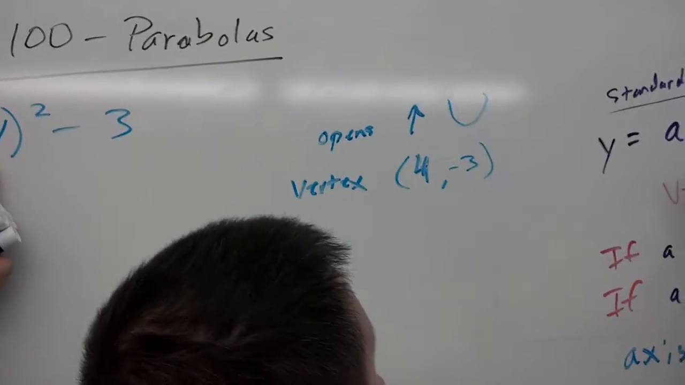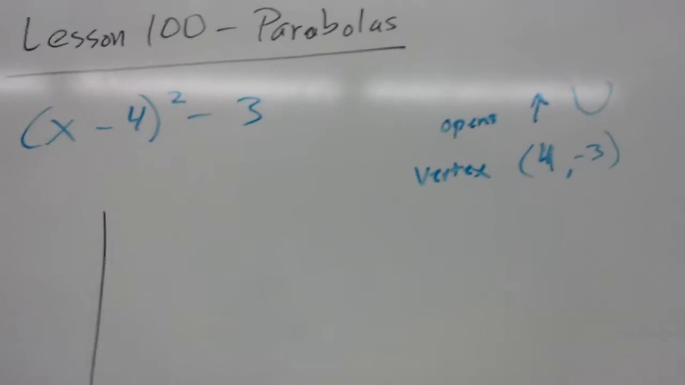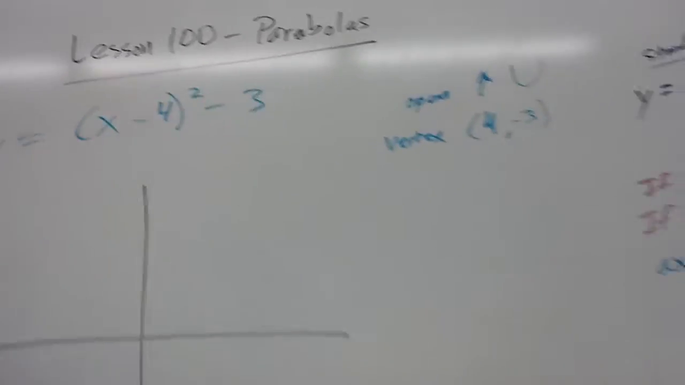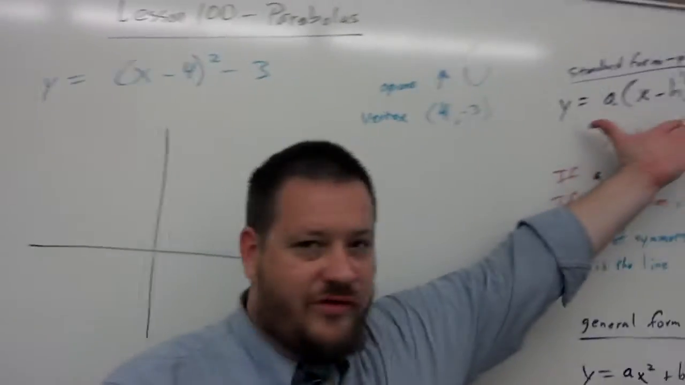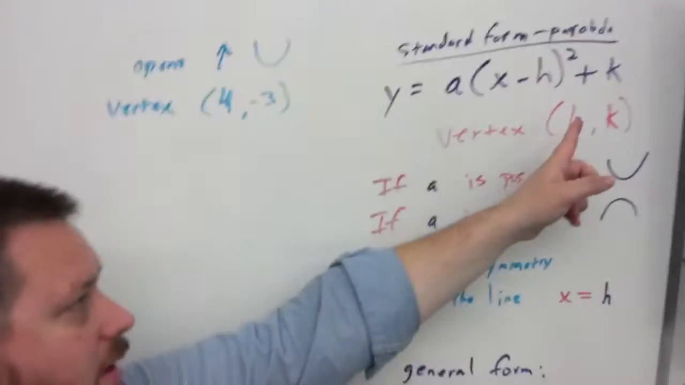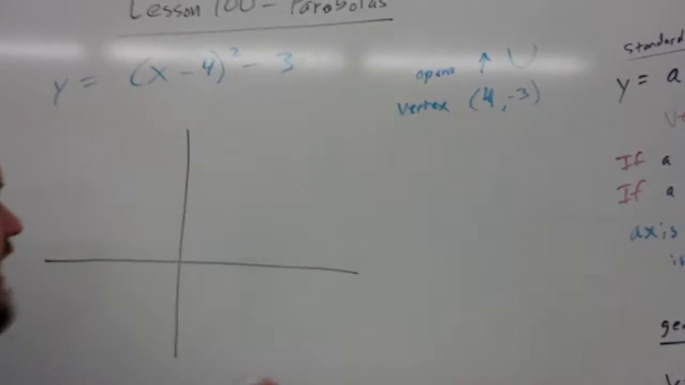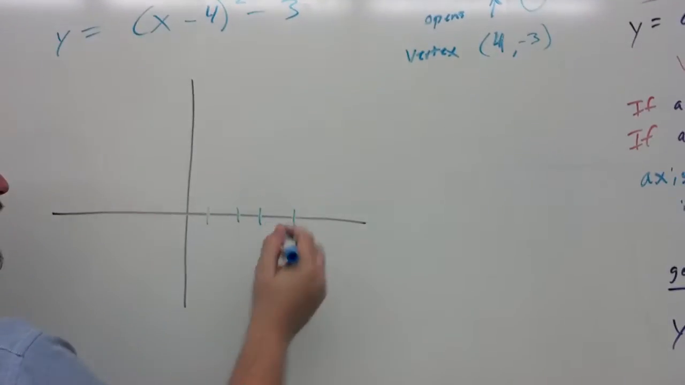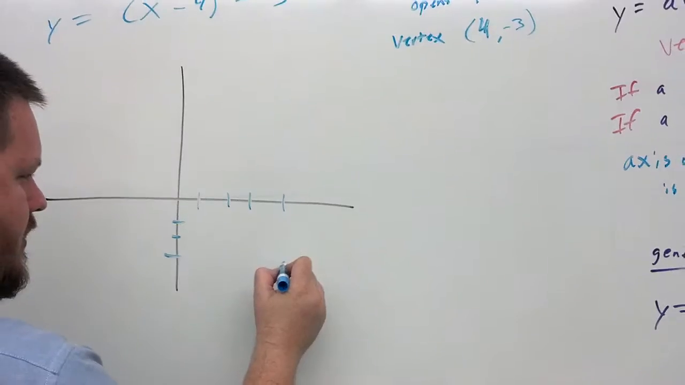So h is 4. You've got to pay attention to the signs, because in our standard form, it's x minus h, squared, and then plus k. You've got to be careful on that. So our vertex is at (4, -3). We go 4 to the right, 3 down.